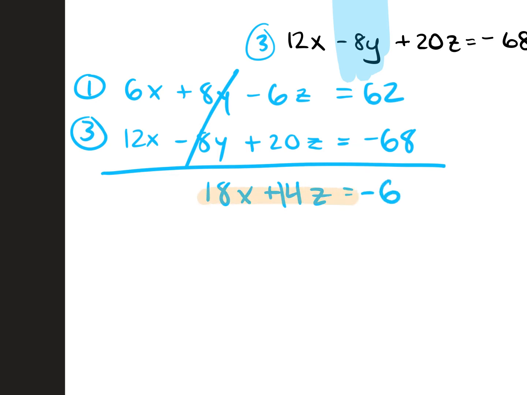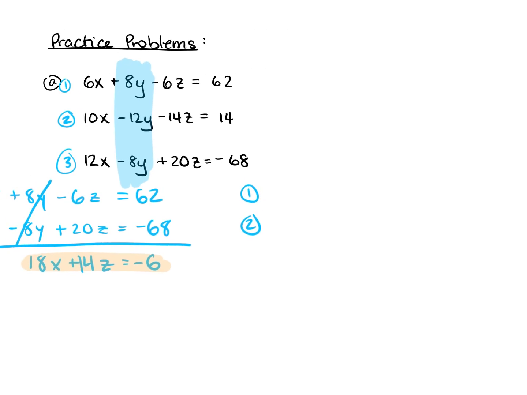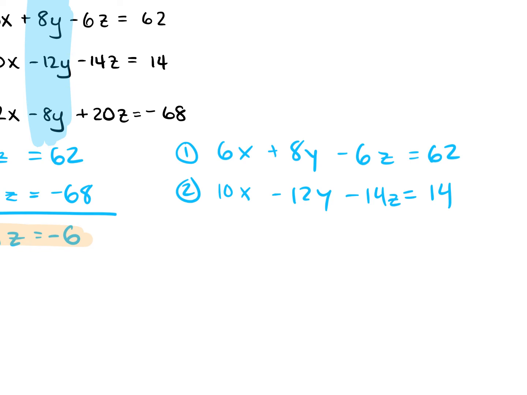All right, so we have one equation here. We're going to stop and go back to our original 2 and do that step again. So we're going to pick 1 and 2. So 1 is 6x plus 8y minus 6z is equal to 62. And 2 is 10x minus 12y minus 14z is equal to 14. All right, so we need the y's to cancel. Since we picked y's to start, we have to stick with the y's to cancel out.